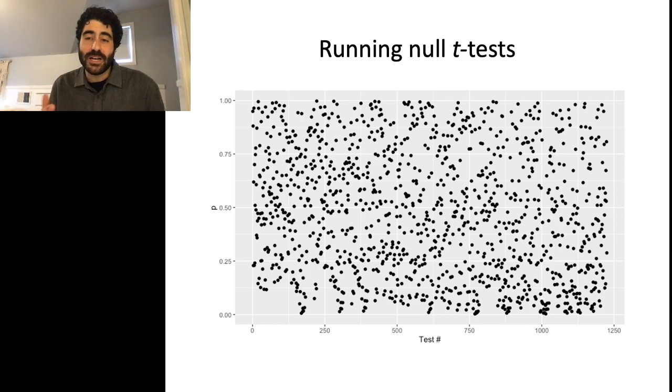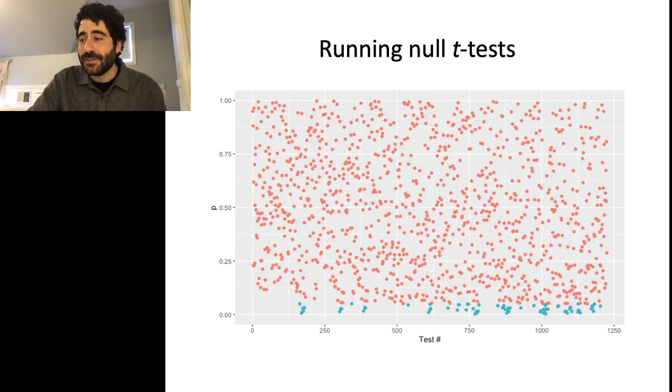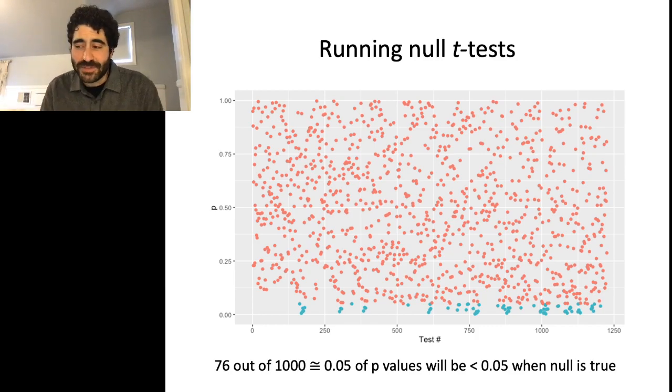If the null is true, then our p-values will be uniformly distributed between 0 and 1, which means, for example, that we will sometimes get p-values that are less than 0.05. In fact, about 5% of the time we're going to get significant p-values. In this case, it actually worked out to a little bit more. It's just random on different runs, right?